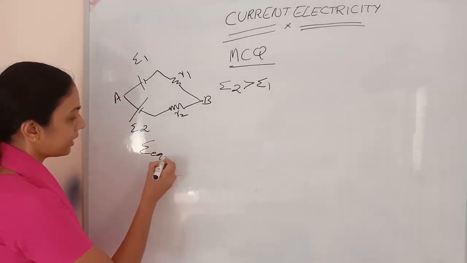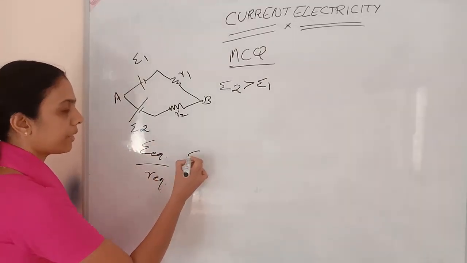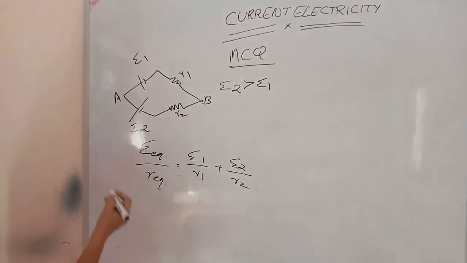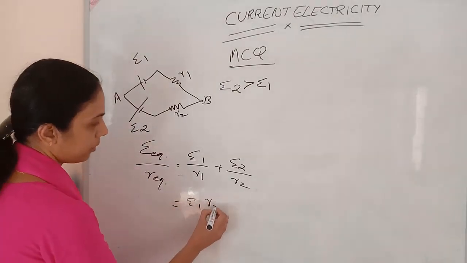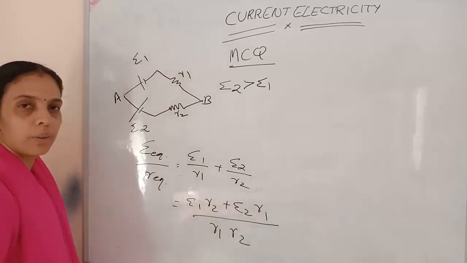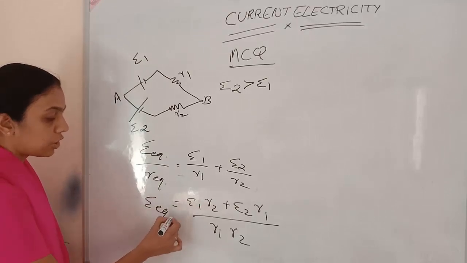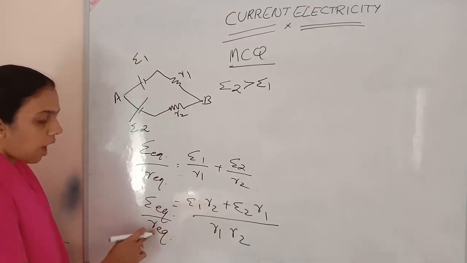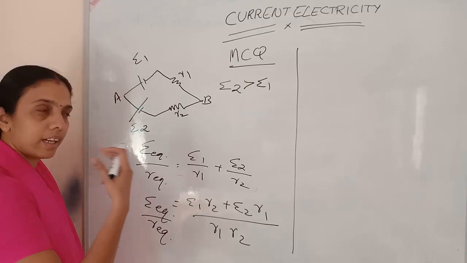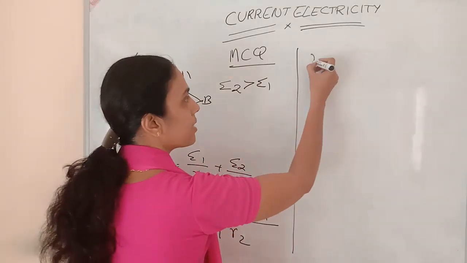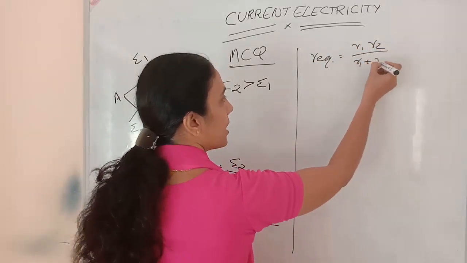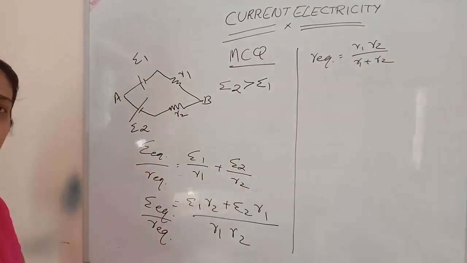Here E equivalent divided by R equivalent is E1 by R1 plus E2 by R2. We can write it as E1 R2 plus E2 R1 divided by R1 R2. Now what will R equivalent be? R1 and R2 are in parallel, so R equivalent equals R1 R2 divided by R1 plus R2.